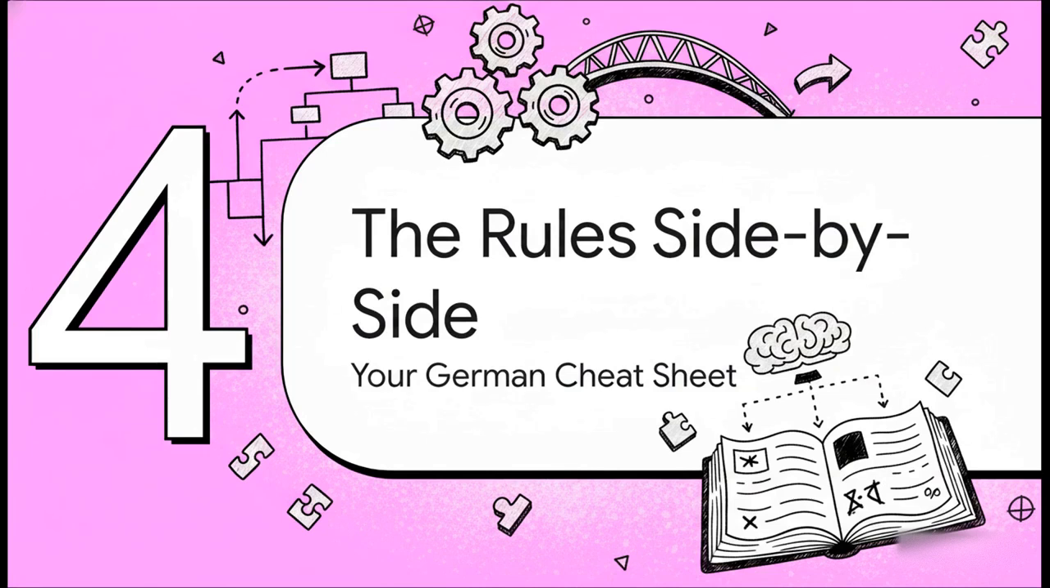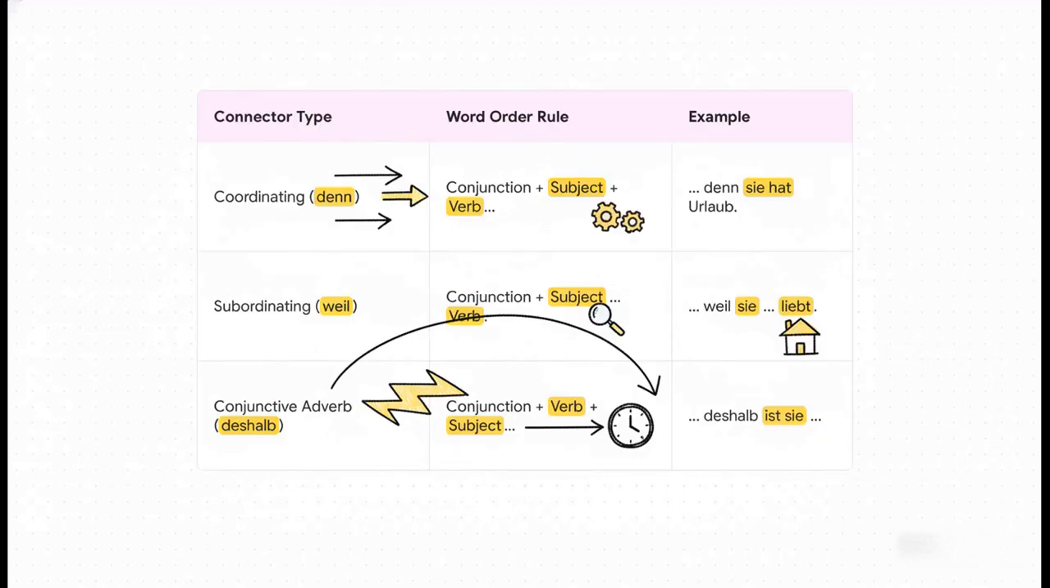Okay, I know that was a lot of info, but it all comes down to those 3 simple rules. So now let's pull it all together onto one single powerful slide. Think of this as your ultimate German connector cheat sheet. So here it is, all in one place. First up, you've got your coordinating conjunctions, like denn. They keep things simple with normal subject-verb order.